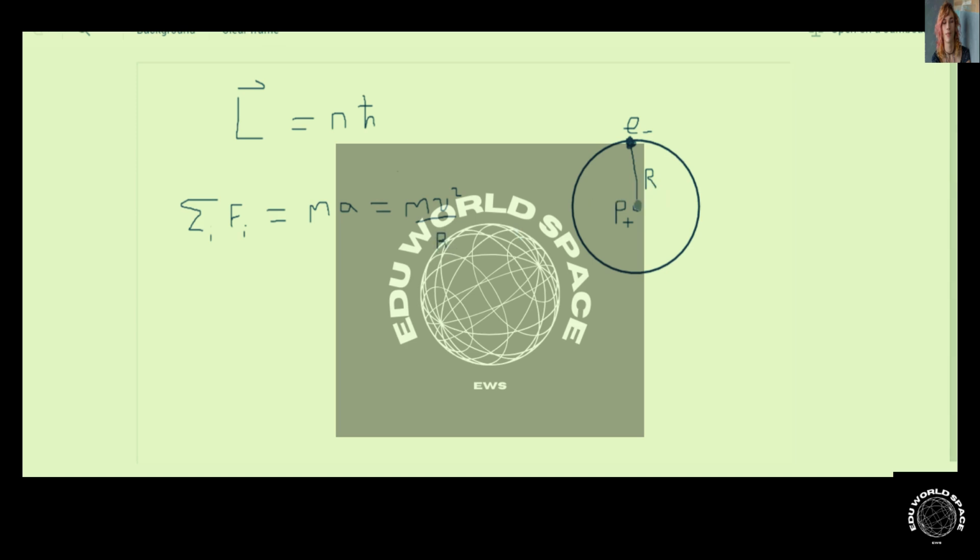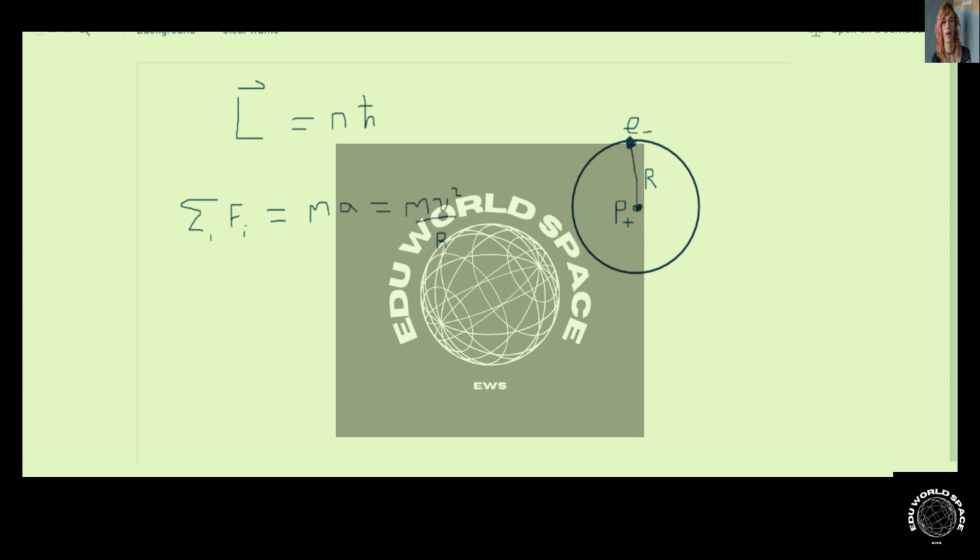I will refer to the position vector from the origin, which I will take to be here at the proton, to the electron as r. And by the way, the proton here is assumed to be fixed, and this is not a very bad assumption. Now we have the sum of forces is equal to mv squared over r.